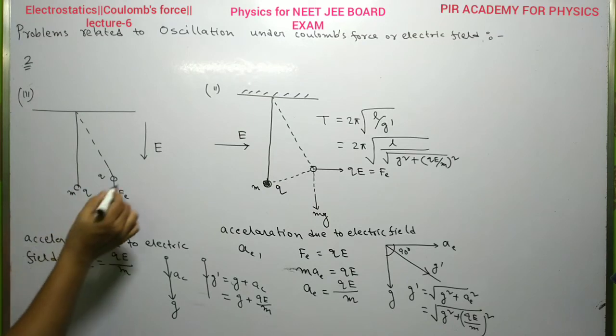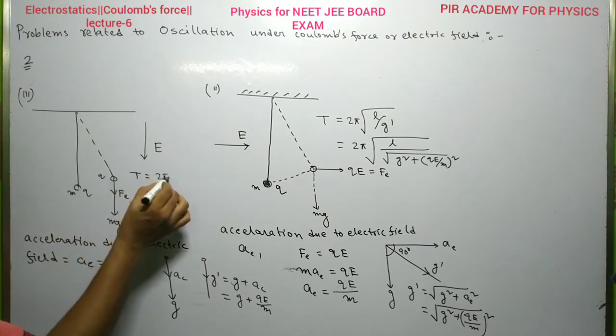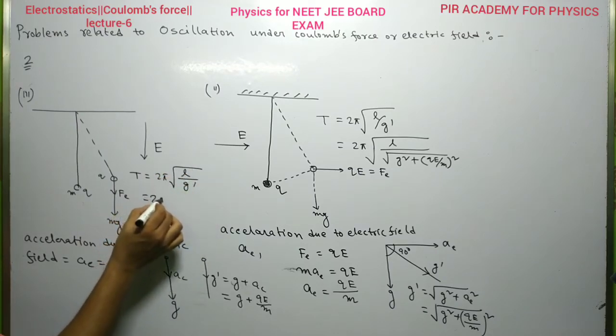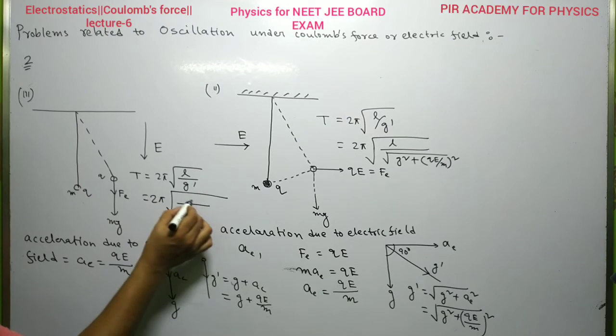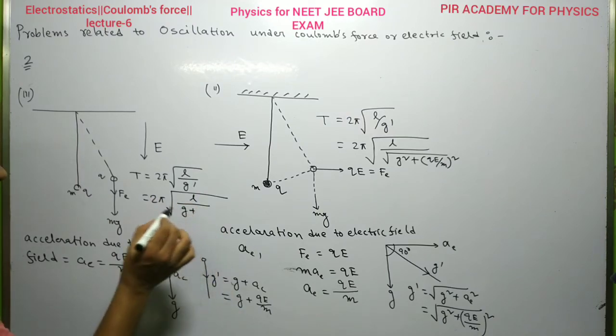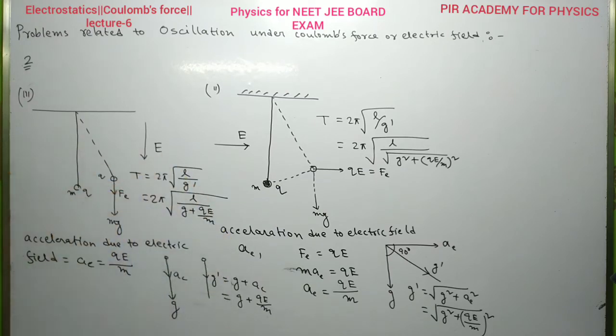So in this condition, the time period will be 2 pi root over L by g dash. So it will be 2 pi root over L divided by g plus qE by m. This is condition number 3.